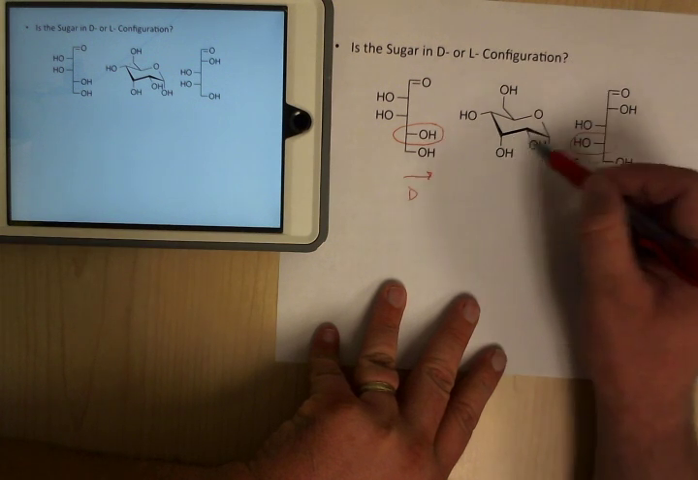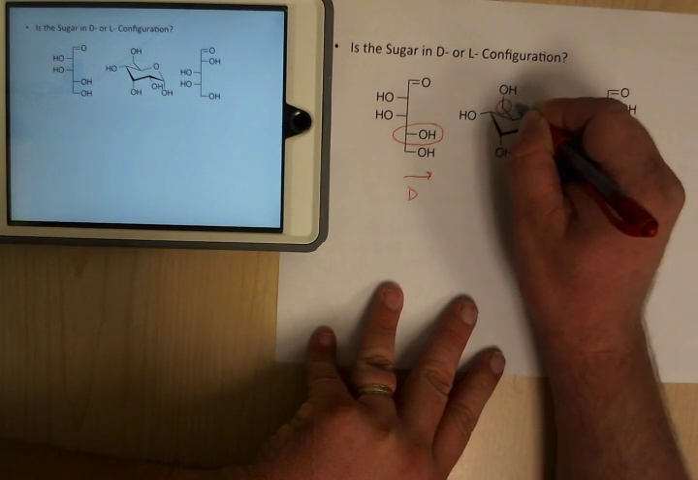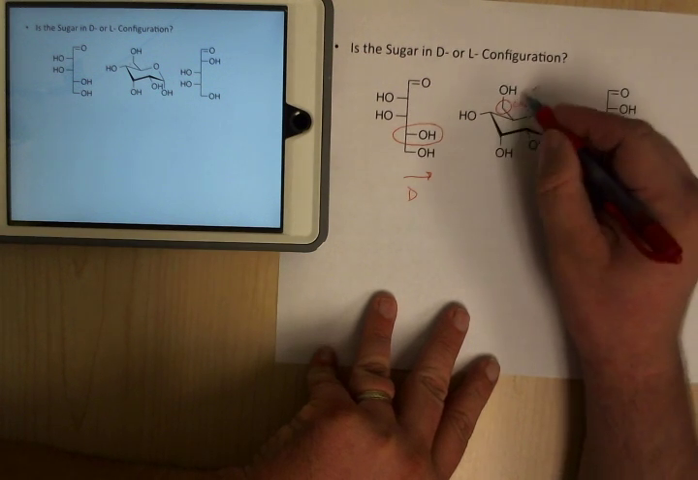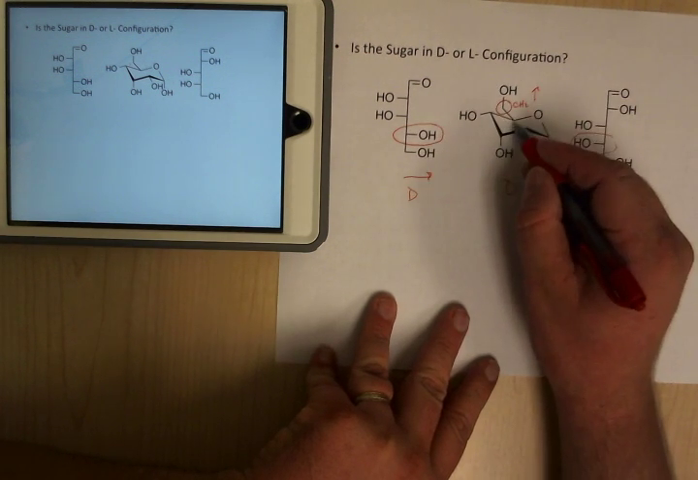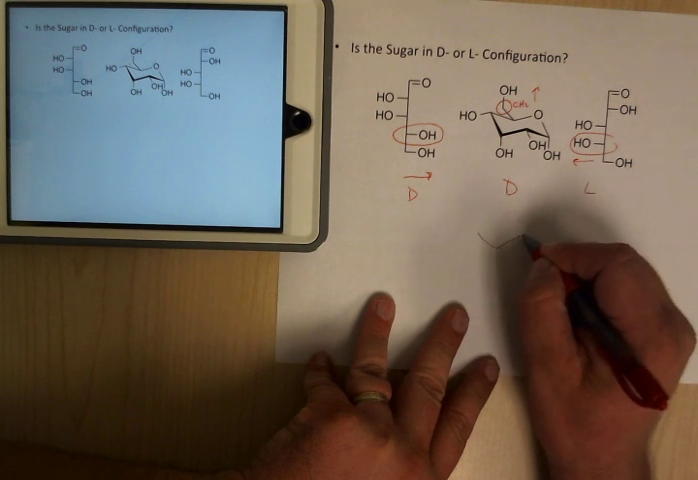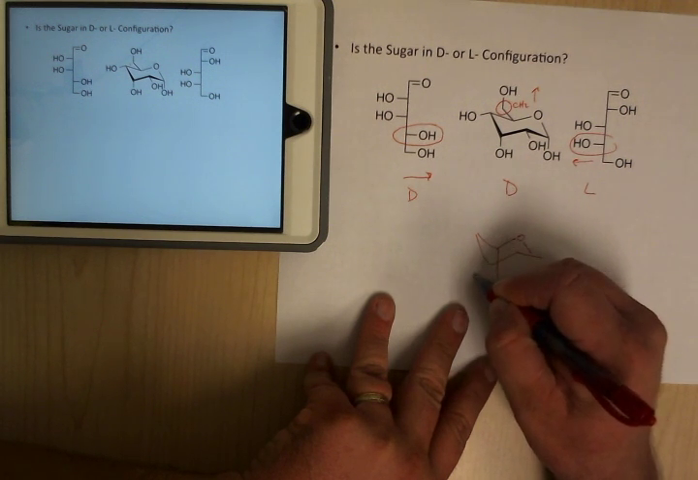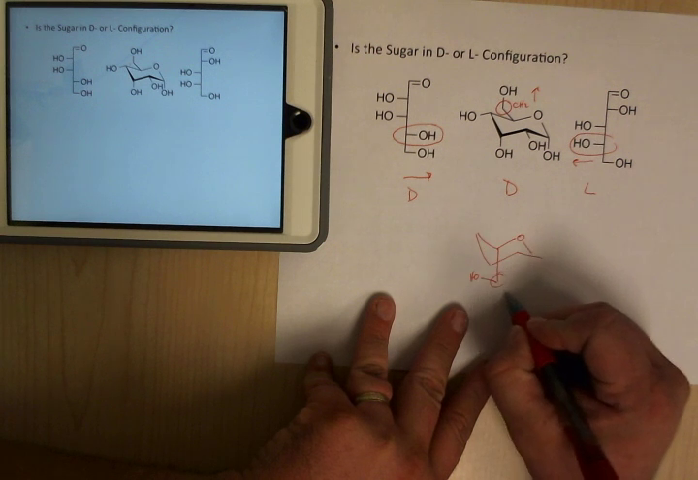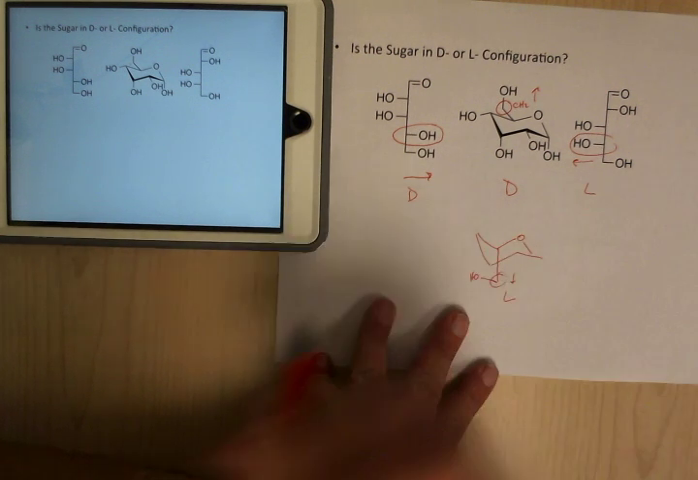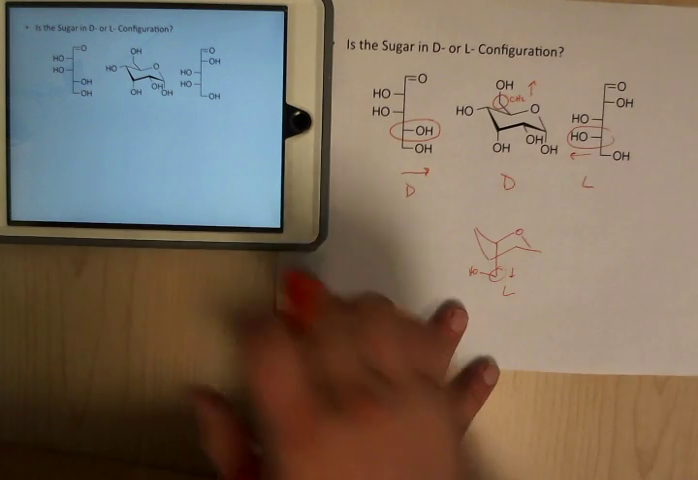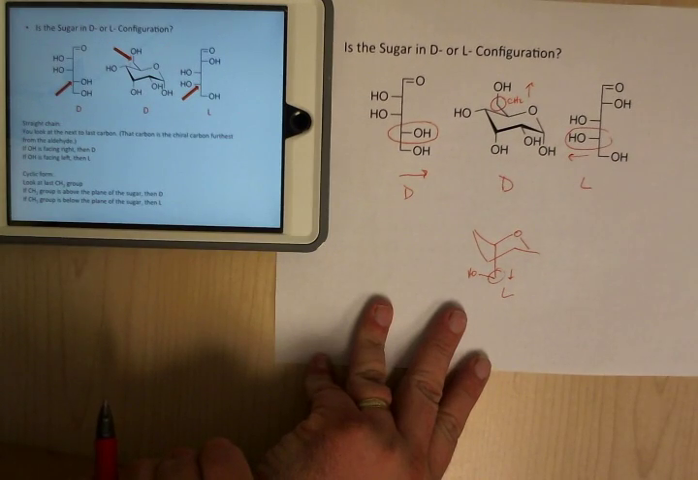Okay, for cyclic forms, you look for this CH2 group. Okay, if it's above the chain, like this is, it's D. If it was pointed below, if it was down like this, it would be L. That's all you gotta look at. Nothing else matters. Okay? So there we go.